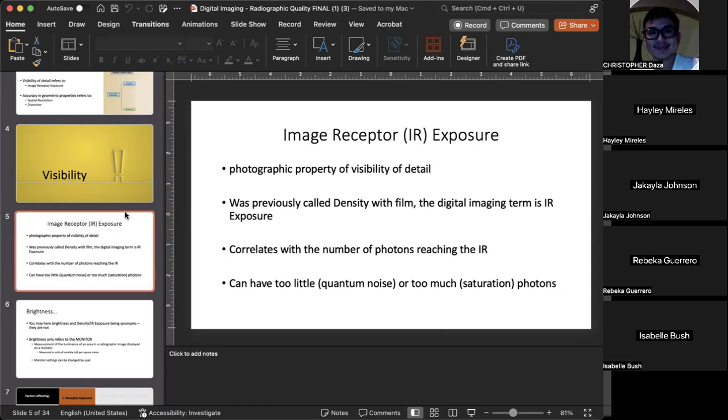Okay. Image receptor exposure is just how it sounds. When you talk about how many photons reach the IR, that's how much exposure is reaching the image receptor, IR exposure. You can have too little, which is that quantum noise, that salt and pepper effect we saw, or too much, which is saturation, which is the detector element receiving so much radiation that it gets saturated or it just appears as a black shade.